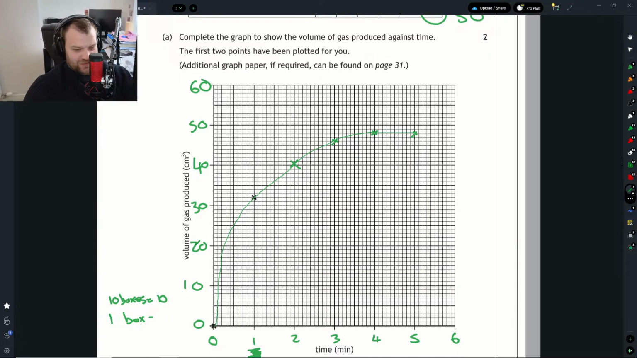We have the points in the correct place. We have it going up in a nice curve and flattening off towards the end. Try and make it a bit more smooth. Just take your time, make sure you get them as close to each point as possible, and then if it looks like a curve, draw a curve. If it looks like a straight line, do a line of best fit, and that would pick up your marks.